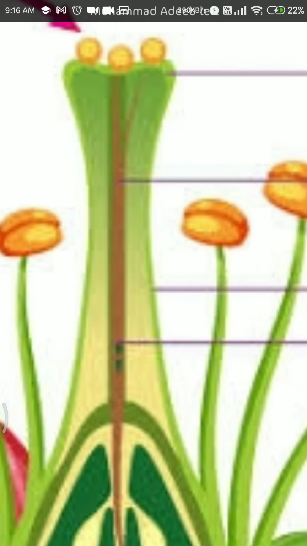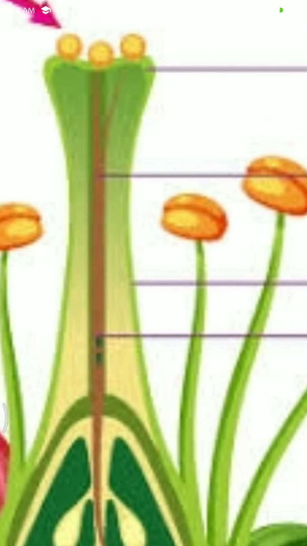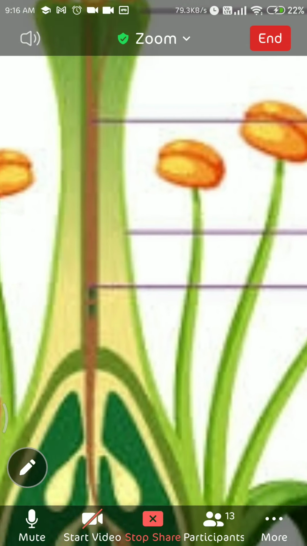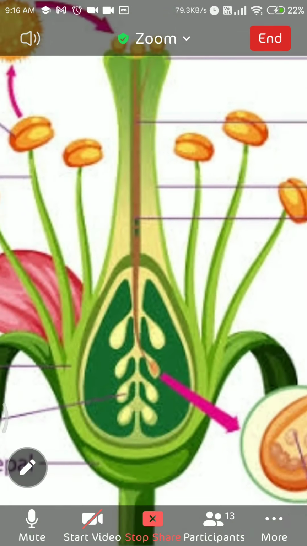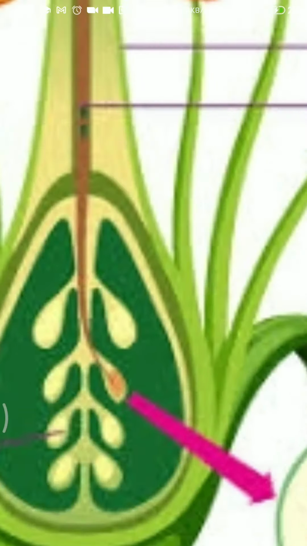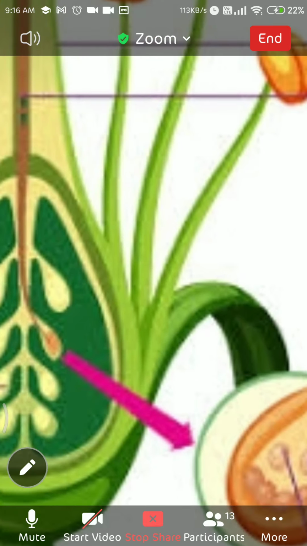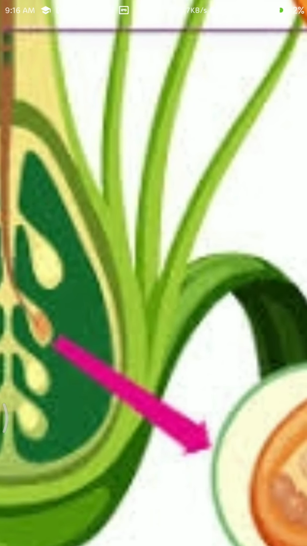Here you can see in the pollen tube two green dotted structures are visible. These dotted structures are actually the two male nuclei, two male cells you can say. From the pollen grain, these two male nuclei move and reach near the ovule, and the tube bursts open and releases both the male nuclei in the ovule.